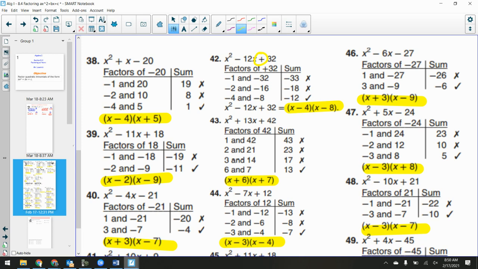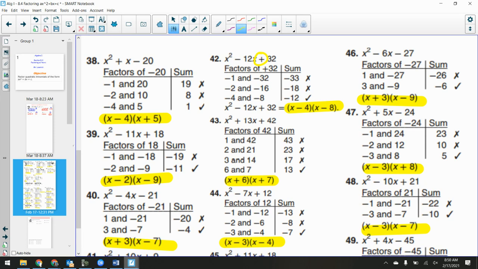If it had been a minus 32, like what you had been presented in your book, then it would have been prime. But it's not. It's a positive. So you can actually factor that one. Factors of positive 32 that had to get to negative 12 would have been a negative 4 and a negative 8. But you can check the rest there.